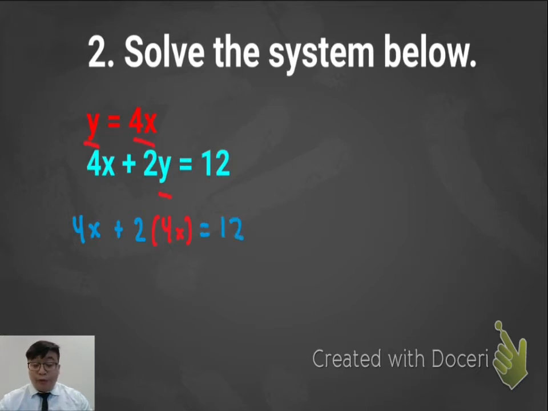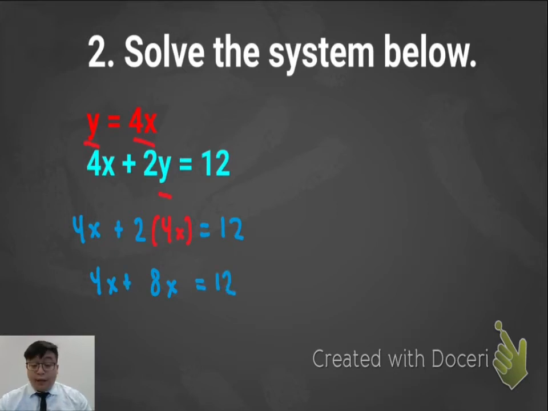All I did was substitute y with 4x, because I know those are equal value. So now let's go ahead and solve for x. 2 times 4x, what's that going to be? If I double 4x, I'm going to get 8x. I still have this 4x in front, and I still have this 12 on the right side.